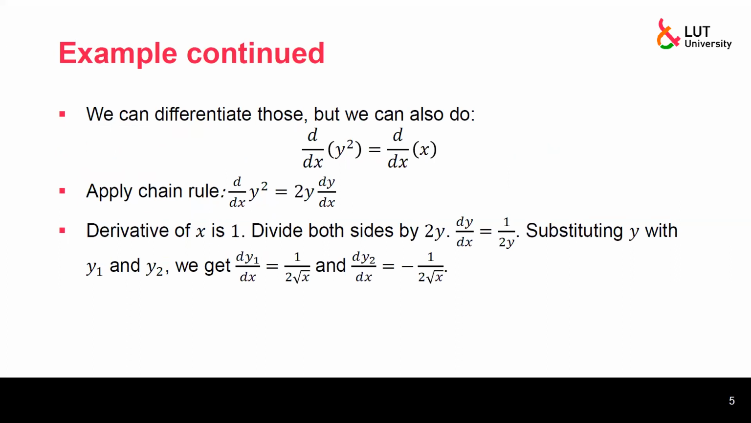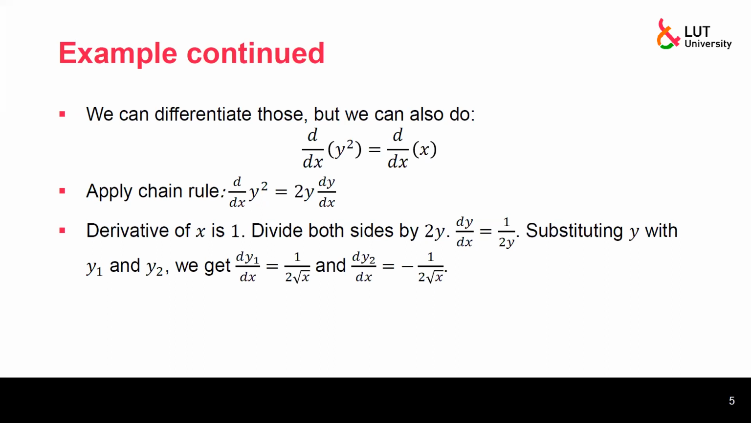Another way is that we just mark it this way, and now we can use this d/dx as if it were some kind of function. So we apply the chain rule here. We have inner and outer functions as well. So y squared, we consider y as a function here. So we get 2y and dy/dx. And the derivative of x is just 1.